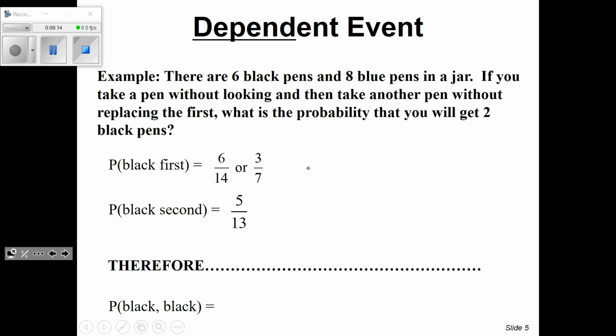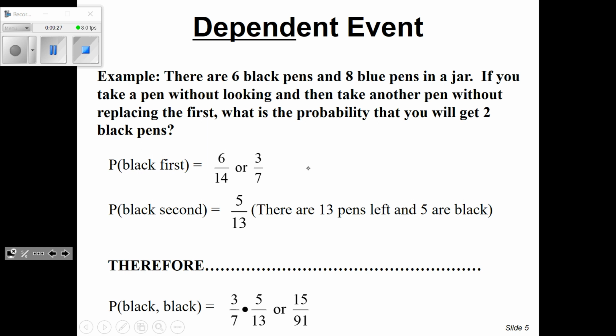And now we multiply these two fractions together to find out the probability of drawing a black pen both times. So I'll be multiplying my 3/7 times my 5/13. Again, remember we're multiplying numerators and denominators. So in the numerator, I've got 3 times 5. In the denominator, 7 times 13. We end up with 15/91.